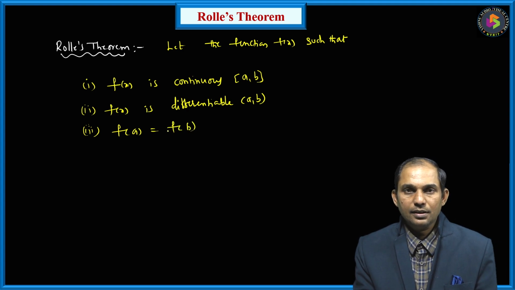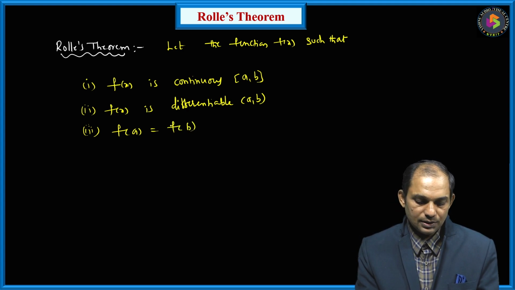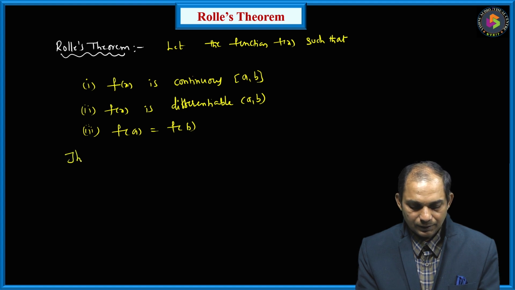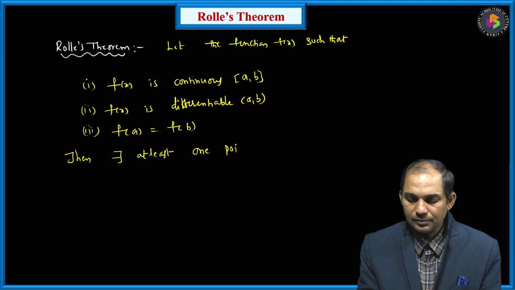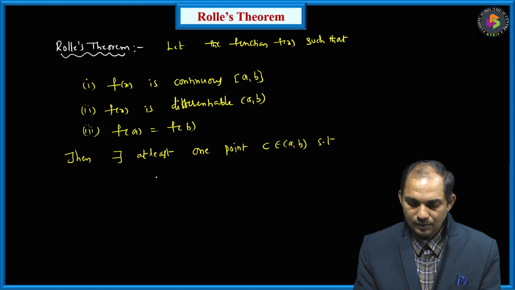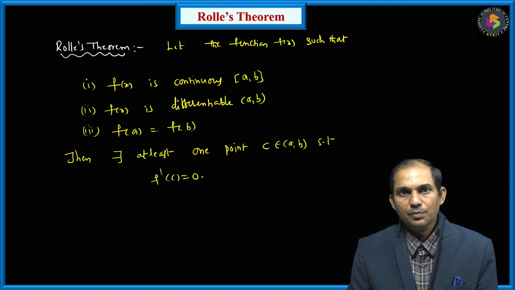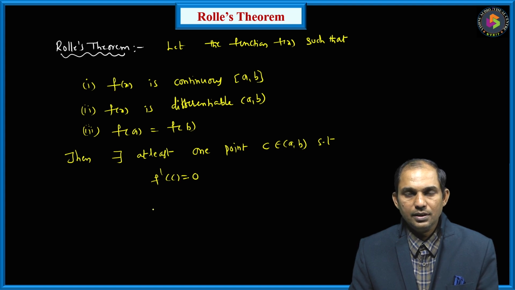If all these three conditions are satisfied, then Rolle's theorem says that there exists at least one point c within the open interval a comma b such that f dash of c is equal to 0. This is the statement of Rolle's theorem. Now let us try to understand the geometrical meaning of Rolle's theorem.